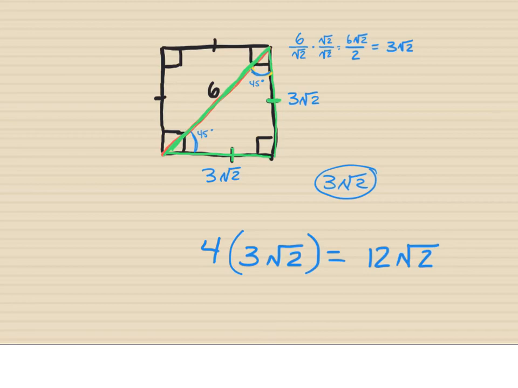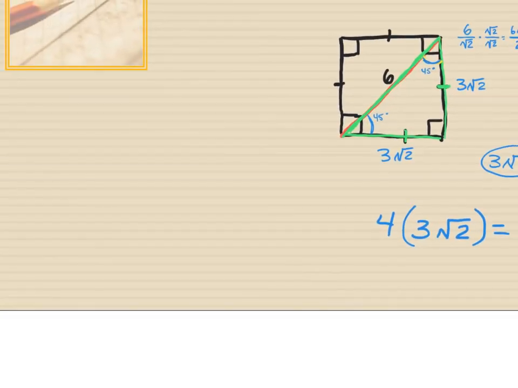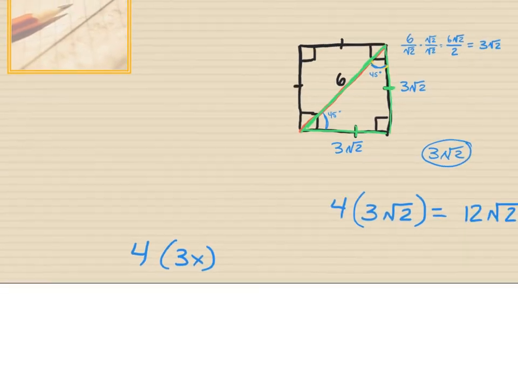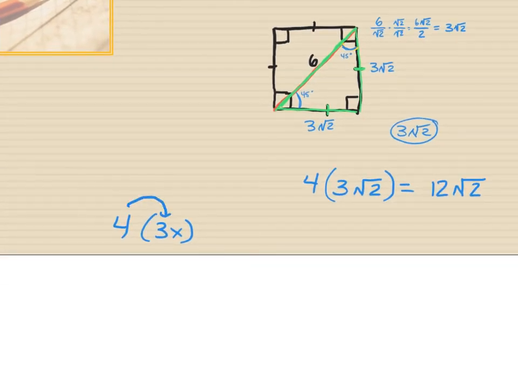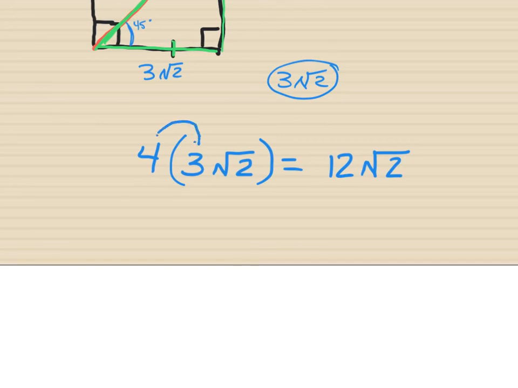So you don't distribute it? No, that's not distributing. This is just like a what if. If I had 4 times 3x, what does that equal? 12x. You only multiplied the 4 with the 3, right? You didn't multiply it twice. That's exactly what happened here.